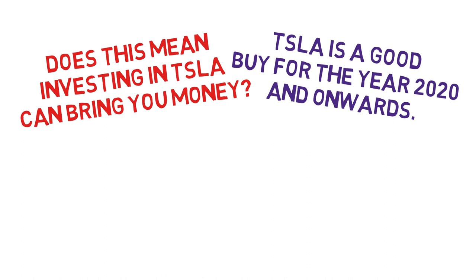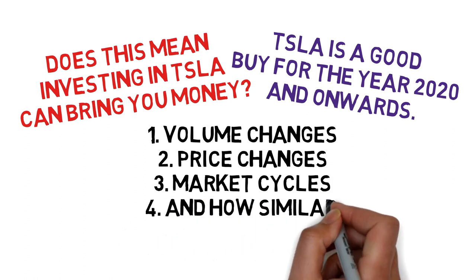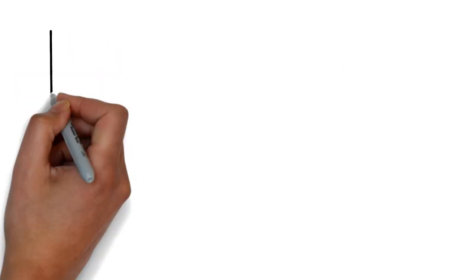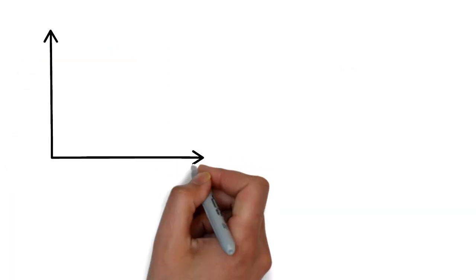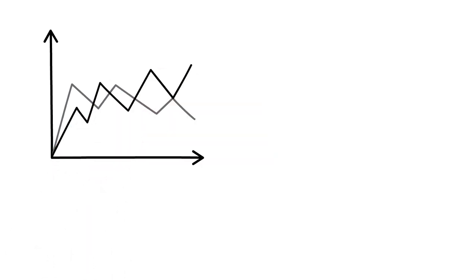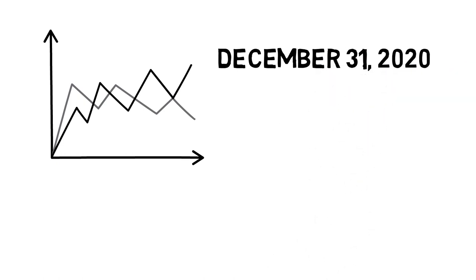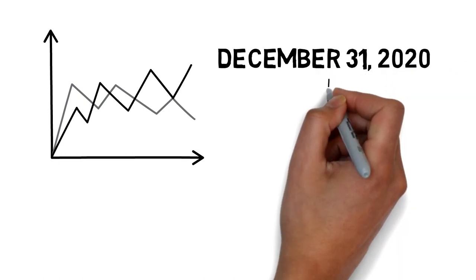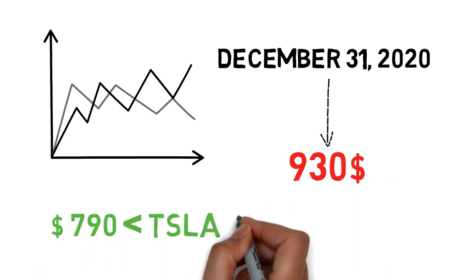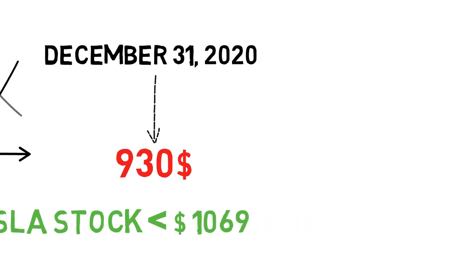Gov.capital predicts future stocks on the basis of 1. Volume changes, 2. Price changes, 3. Market cycles, and 4. How similar stocks are doing in the market. By looking at these indicators, according to the website, the graph is going to continue upward. That means a bullish scenario is in play in the long run, with occasional and short-lived downtrends, if any at all. Websites predict that Tesla on December 31st, 2020, could be around $930 a share, with a maximum of $1,069 and a minimum of $790 a share.